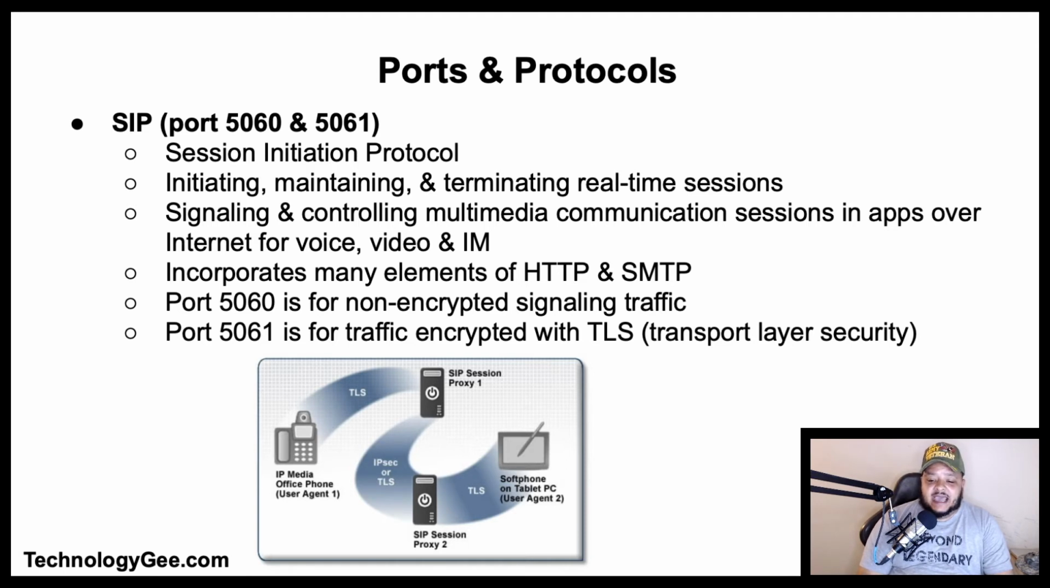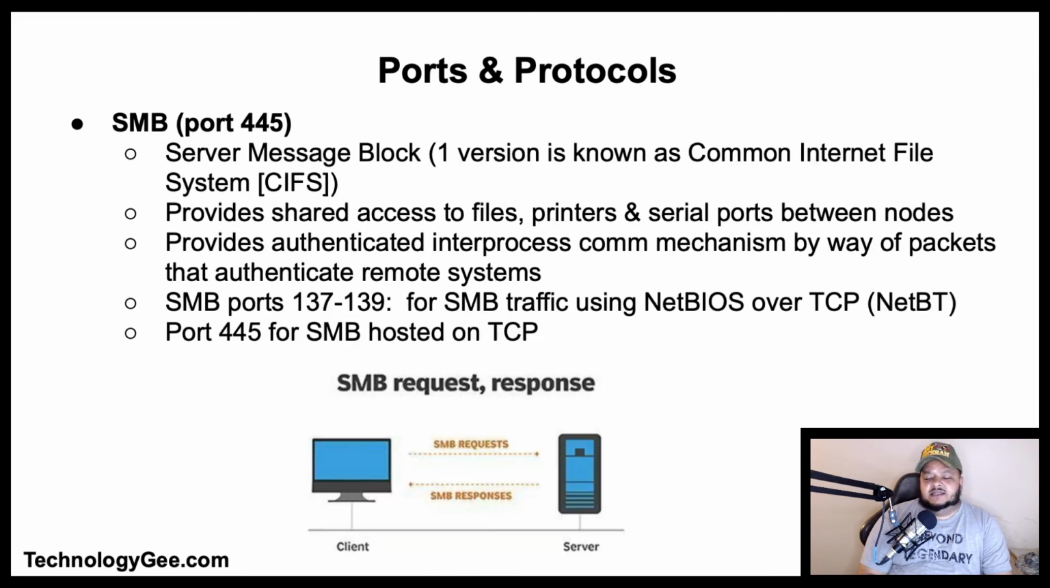A call established with SIP may consist of multiple media streams, but no separate streams are required for applications such as text messaging. The exchange data is sent as payload in the SIP message. SIP clients typically use TCP or UDP on ports 5060 or 5061 for SIP traffic to servers and other endpoints. Port 5060 is commonly used for non-encrypted signaling traffic, whereas port 5061 is typically used for traffic encrypted with Transport Layer Security. Let's talk about SMB, which uses port 445.